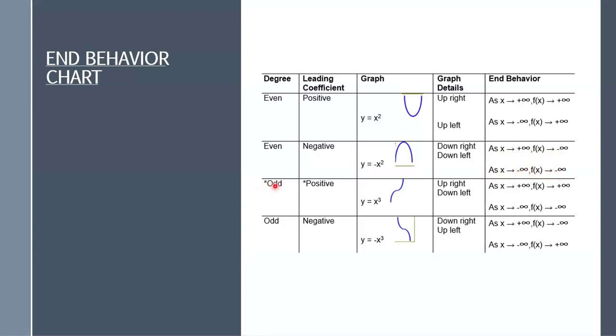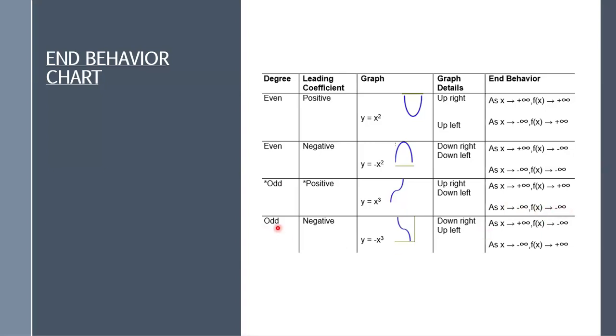If we have an odd degree for our function, and if our leading coefficient is positive, then this is an example of what that function would look like, where we're up on the right and down on the left. So as x approaches positive infinity, the function will approach positive infinity. But as x approaches negative infinity on the left side, we see the function will approach negative infinity.